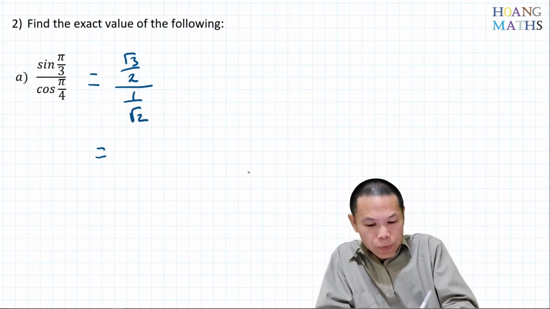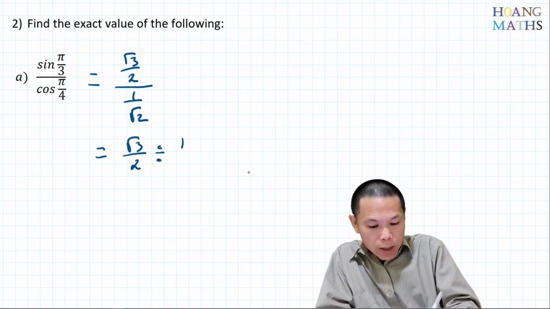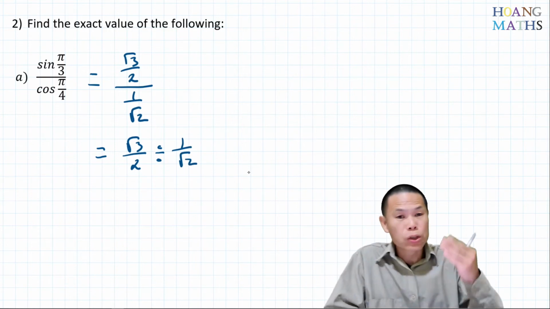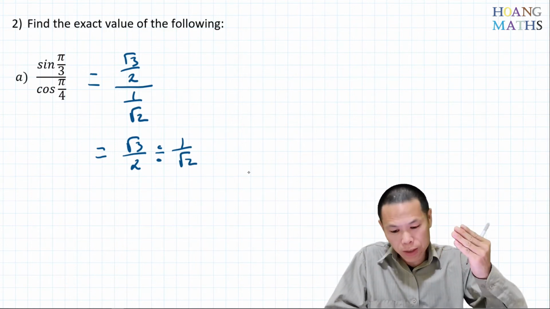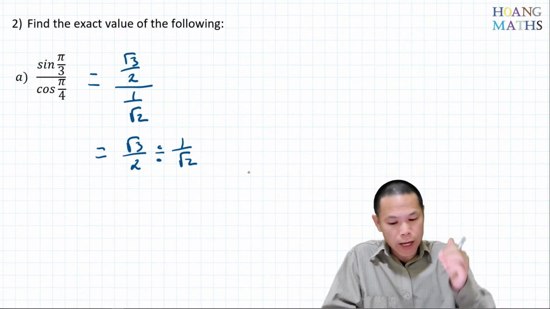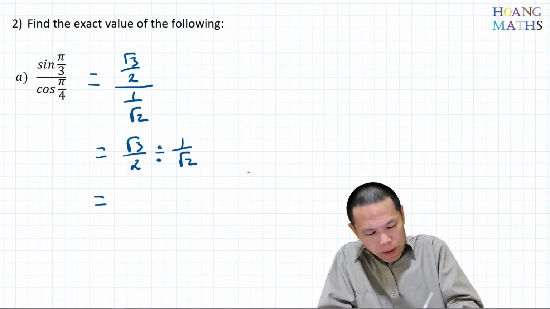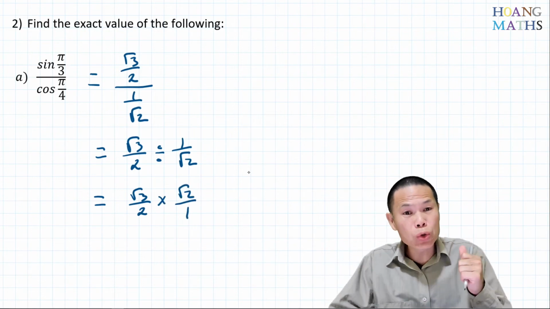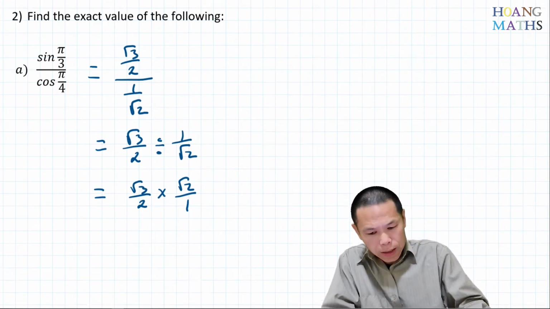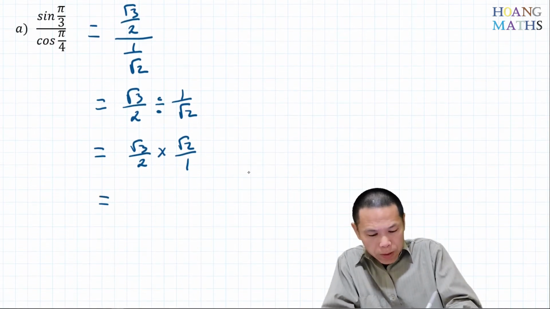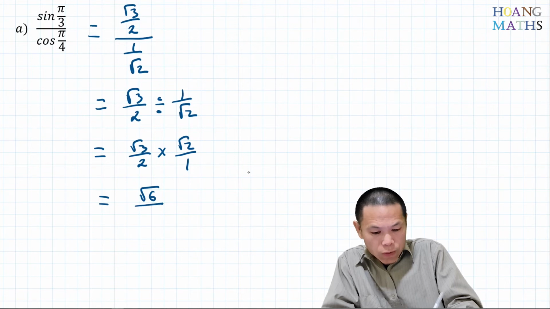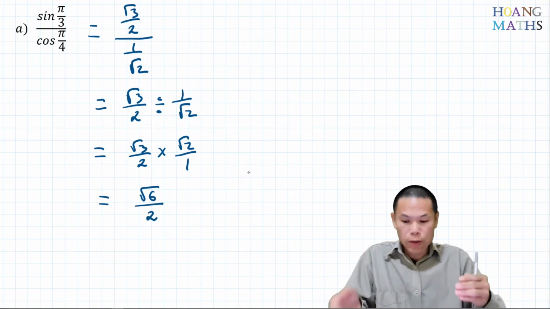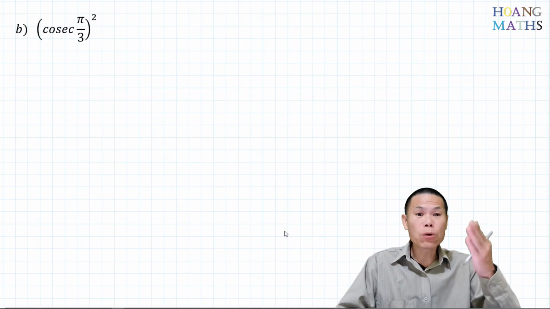Let me just write this out. So it becomes root 3 over 2 divided by 1 over square root of 2. So now what we need to do, we just flip the second fraction to become multiplying, okay? So that will give me root 3 over 2 times root 2 over 1. So root 3 times root 2 is square root of 6. So that will give me square root of 6 over 1 times 2 is 2. There you go.